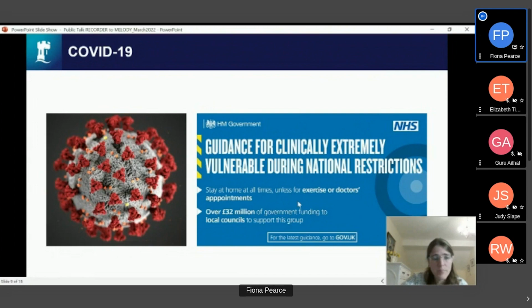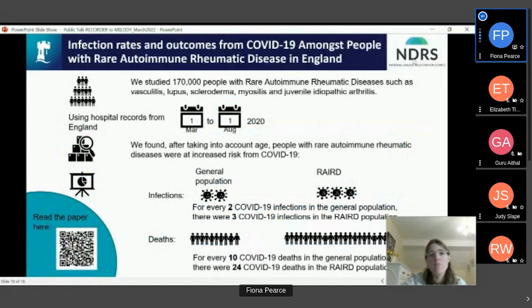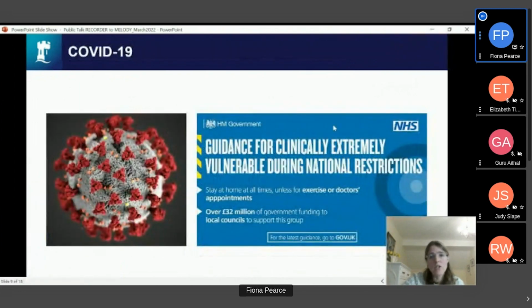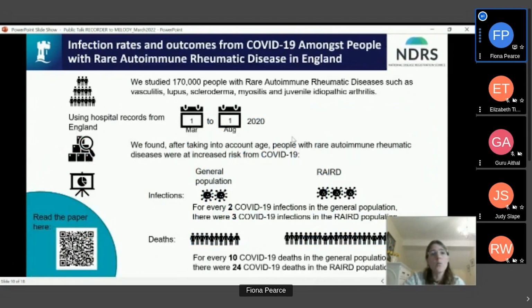What we did through the register that we had just created was to see whether people with the rare autoimmune rheumatic diseases, who hadn't been included in the shielding information because nobody had previously been able to find them, were in fact at increased risk from COVID. We used hospital records, the same data I showed you earlier, from the whole of England, looking at data from March to August in 2020, to see whether people with these conditions were at increased risk of having an infection with COVID, being hospitalised with COVID, or sadly dying of COVID.